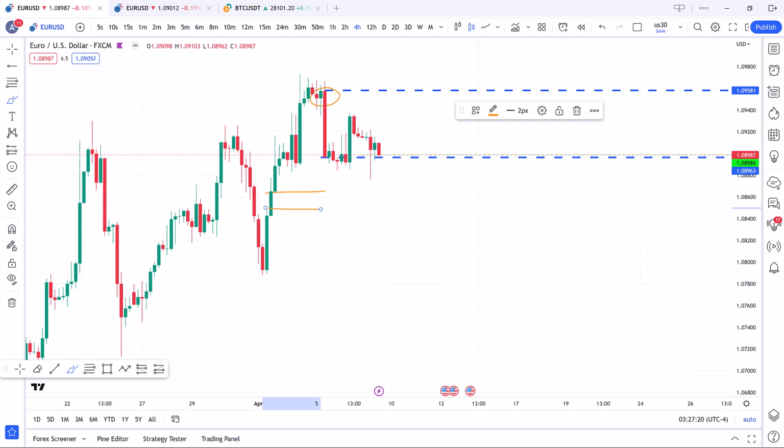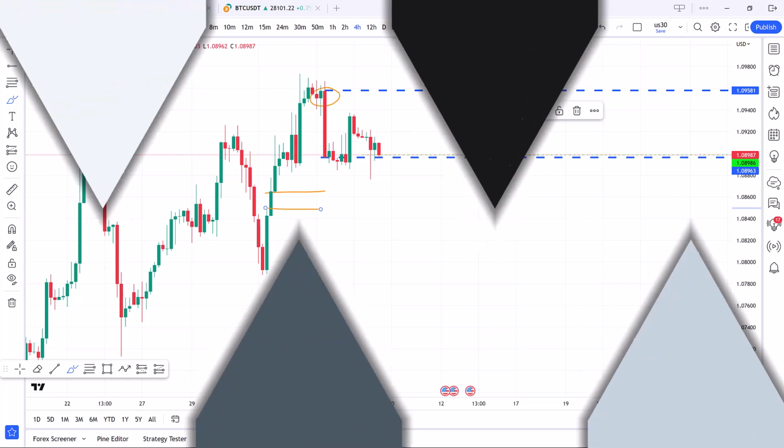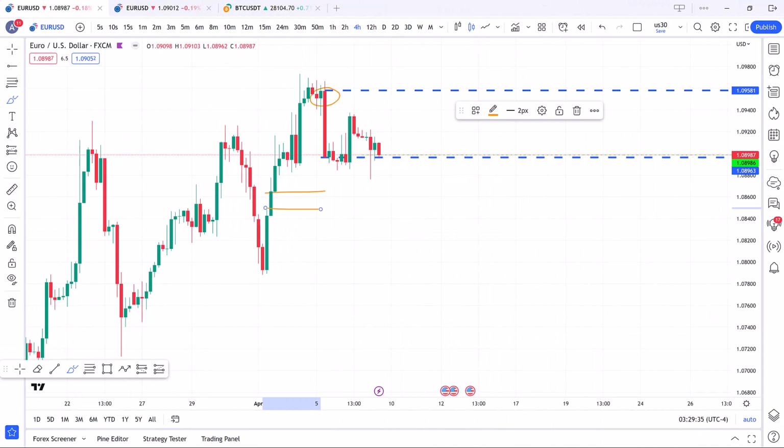So we want to know which charts are important and what are those charts. So let's talk about the important kinds of charts that are being used by most of the traders.